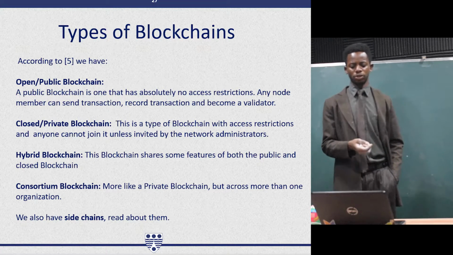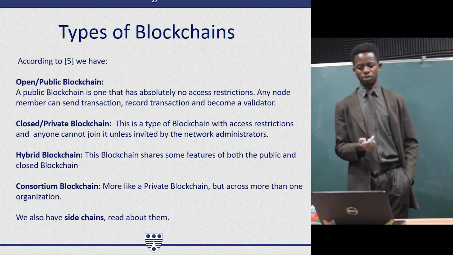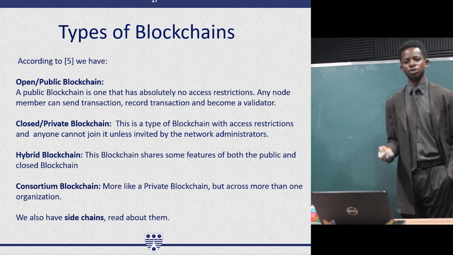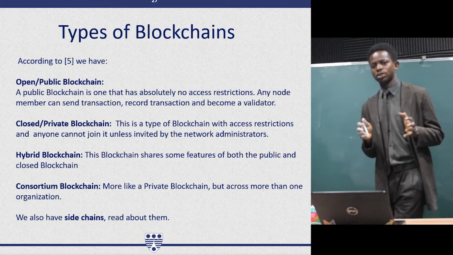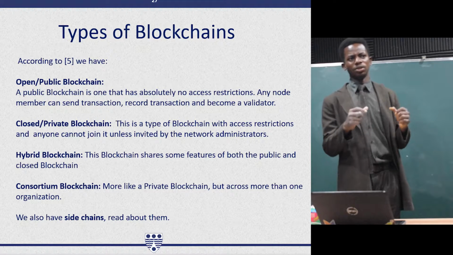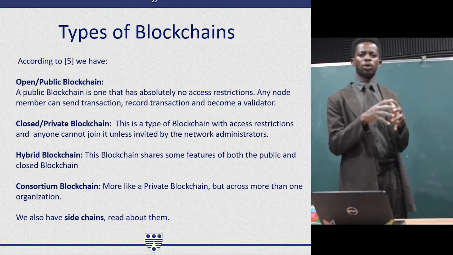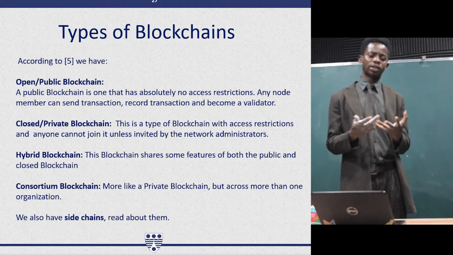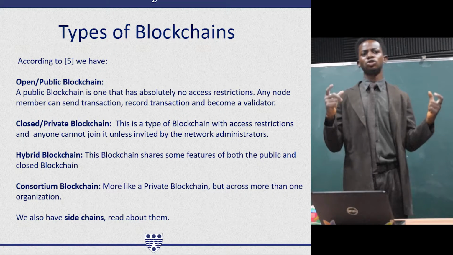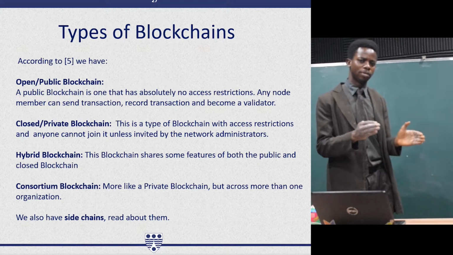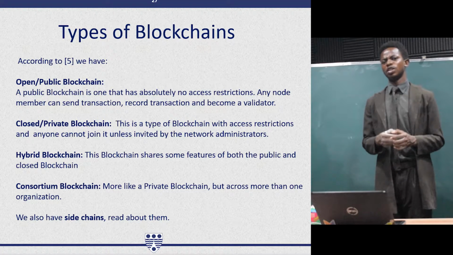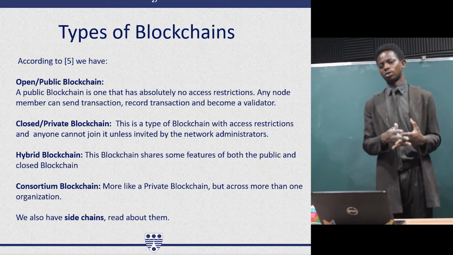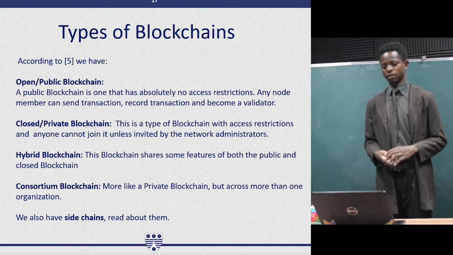Now, the closed or private blockchain is a type of blockchain with access restrictions, and anyone cannot join it unless invited by the network administrator. So a private or closed blockchain has some restrictions. Okay, not everybody from any part of the world can decide to join and become a validator and start receiving records of things, and start sending transactions. So for you to be able to join and become a node, I mean, of course, you know what I mean by a node, a computer that's part of the network, you need to be granted access by the network administrators, people in charge of the network. So this is what we call a closed or a private blockchain.